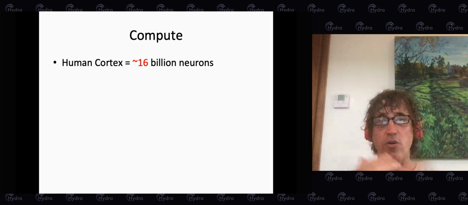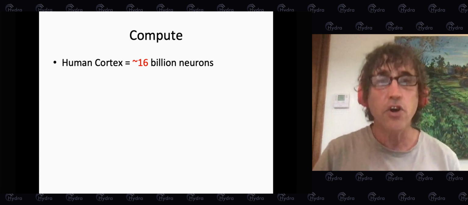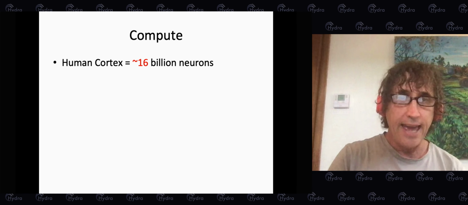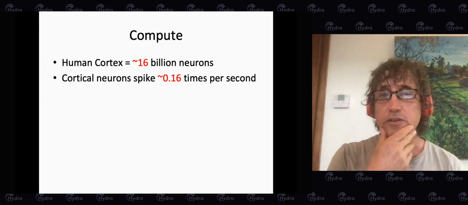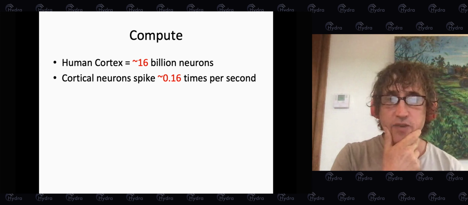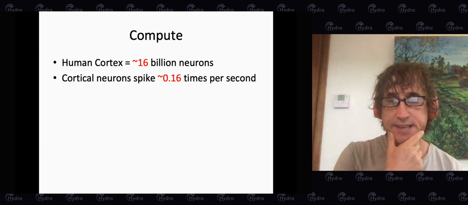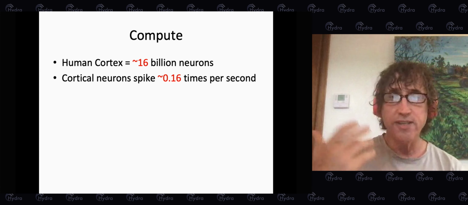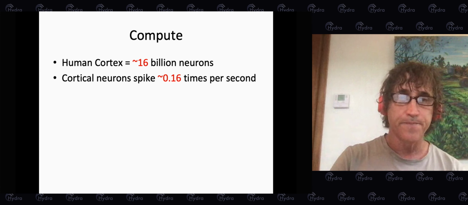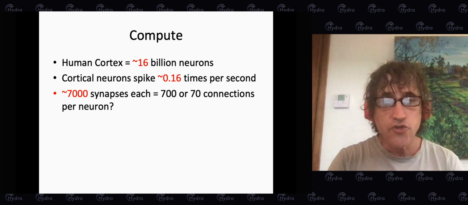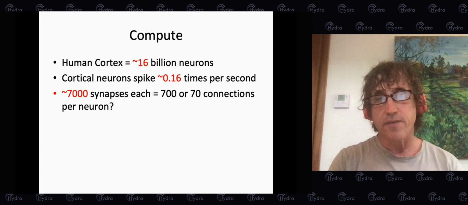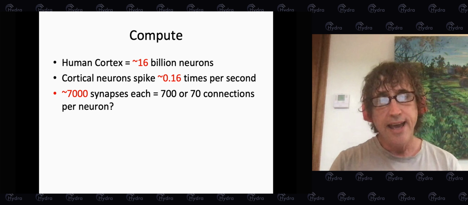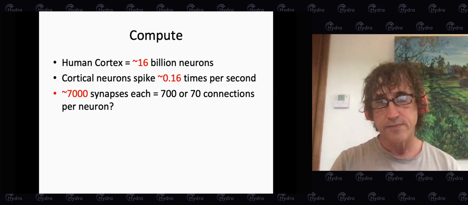Actually, in your cortex, in the human cortex. Well, in the cortex itself, there are about 16 billion neurons. And a cortical neuron, just from energy considerations, we know spikes about 0.16 times per second. So this is the frequency of firing in your brain. And each neuron, from looking at images of neuronal connections in the brain, has about 7,000 synapses.